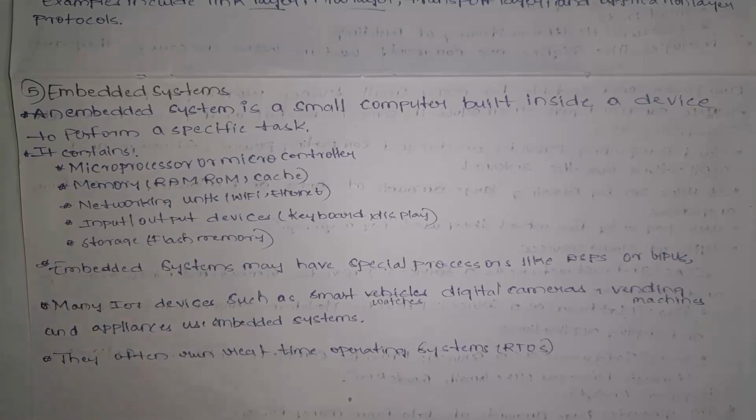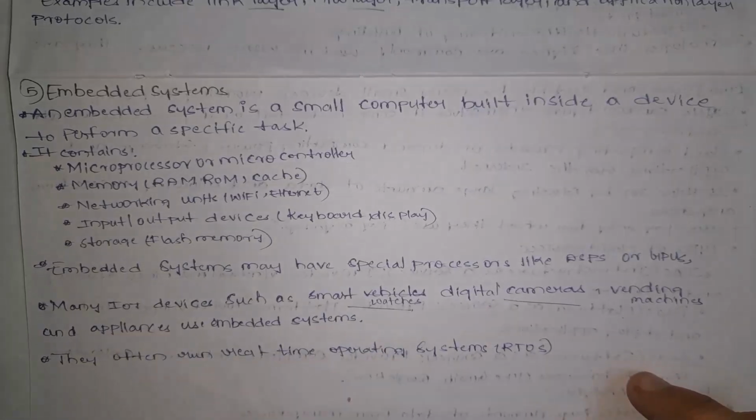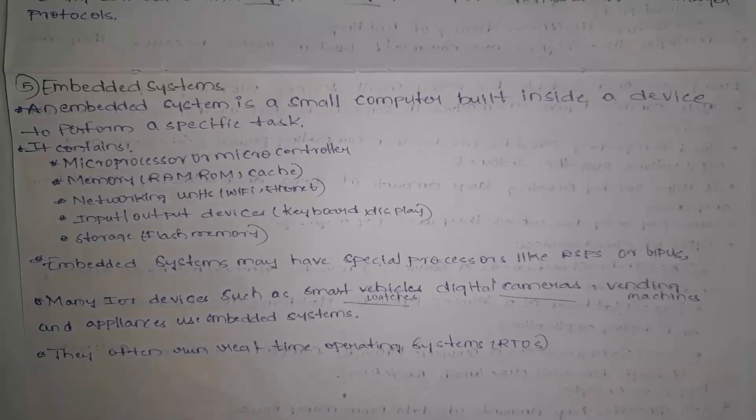This embedded system contains many processors like GPUs, DSPs, etc. And many IoT devices use embedded systems like smart watches, digital cameras, vending machines, and smart appliances. All of these use embedded systems, and these embedded systems run real-time operating systems.